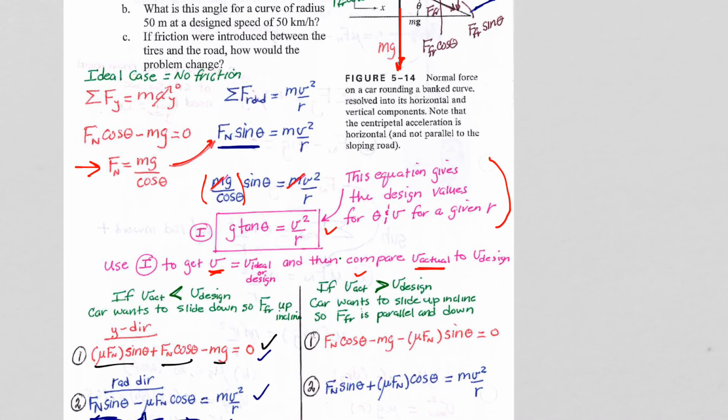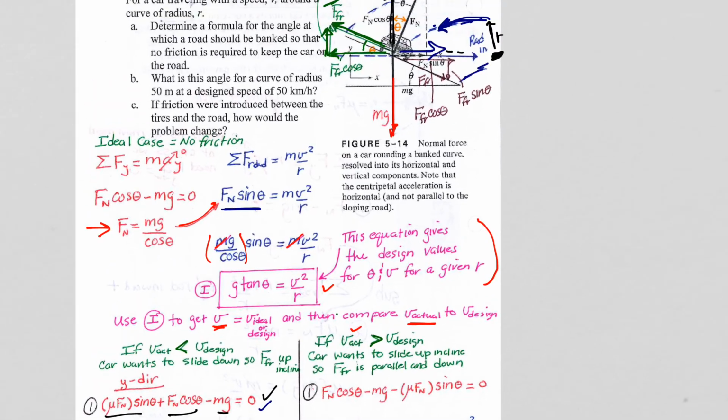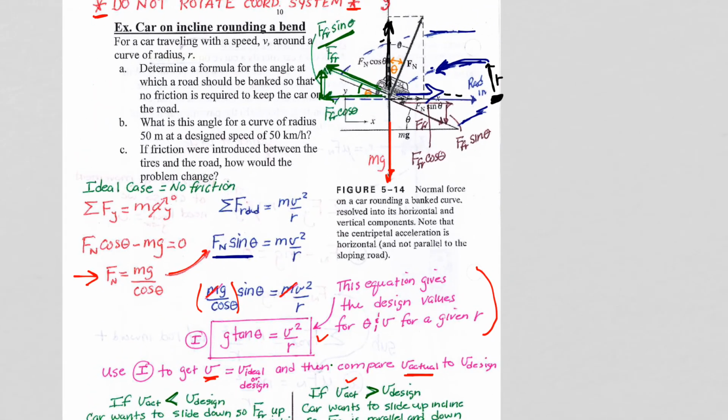Well, I'm going to leave it to you to go through the details of when the v actual is greater than v design. But if the actual speed is greater than the design speed, we now have the case where the frictional force is going to act parallel to the road and down the incline to keep the car from skidding up the incline and off the embankment.